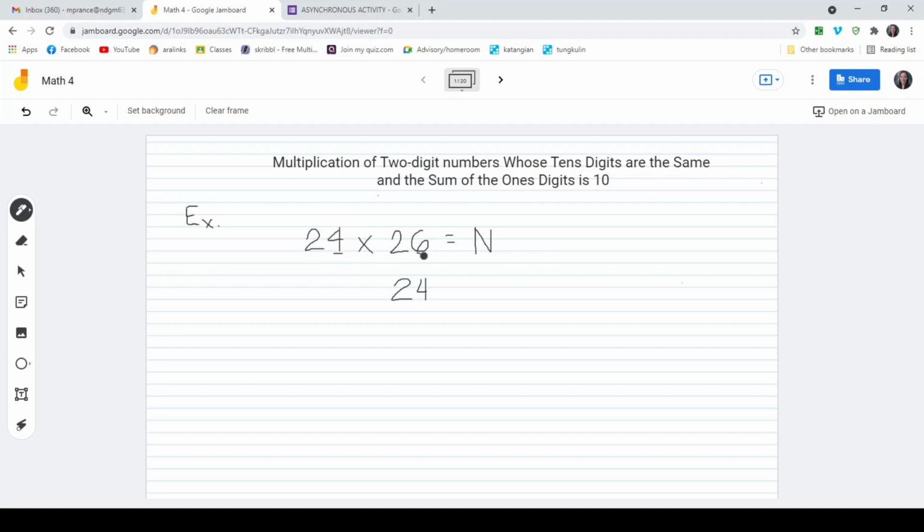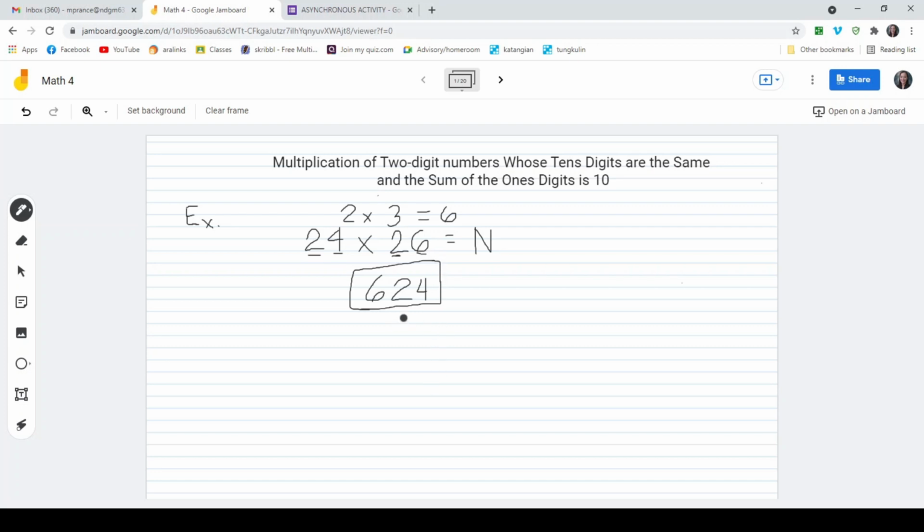Then the next step would be, we will get the tens digit 2 and multiply it with the number that comes after the tens digit of the second given. So 2, what comes next? 3, we will multiply it with the digit 2. So 2 times 3 is equal to 6. Then this 6 will be attached to this product, and we have a total of 624 as the final product.